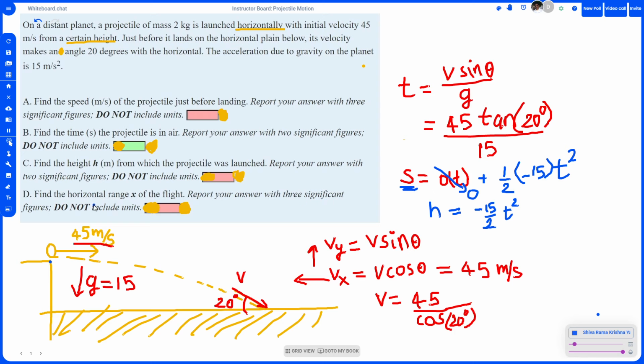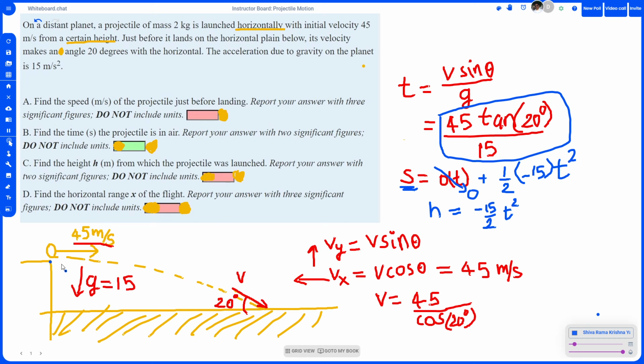Find the horizontal range of the flight. Report your answer with 3 significant digits. Okay. Now, you know the initial velocity 45 and you know the time. We need to know how far does it go. And why is this time relevant to this? Because the time taken for the body to fall from this height to the ground is exactly the time taken by the body to travel from this position to this position. So time will be equal.